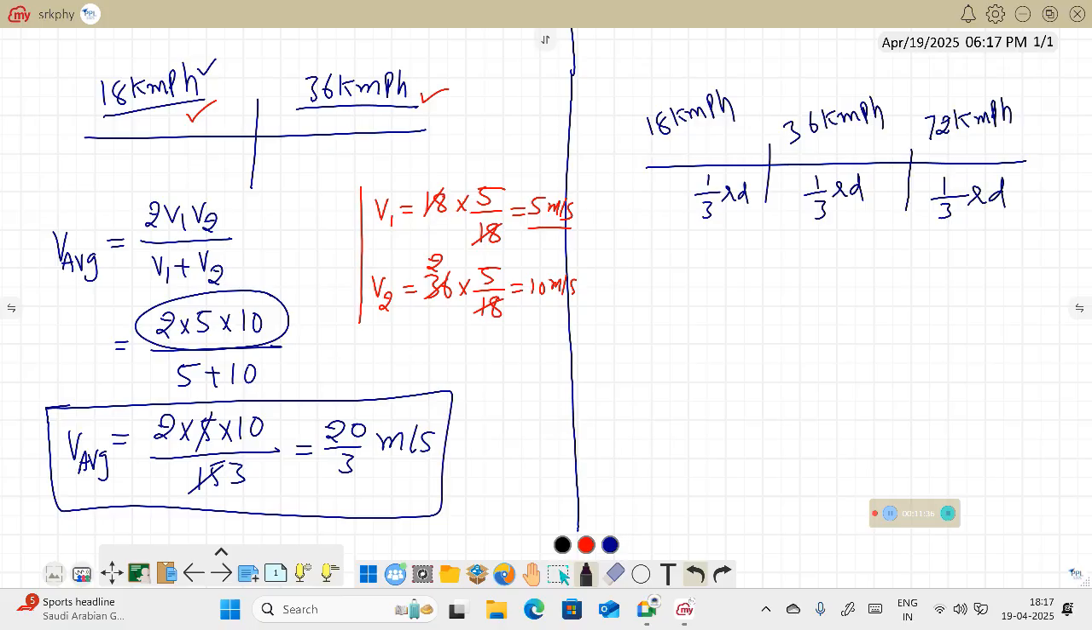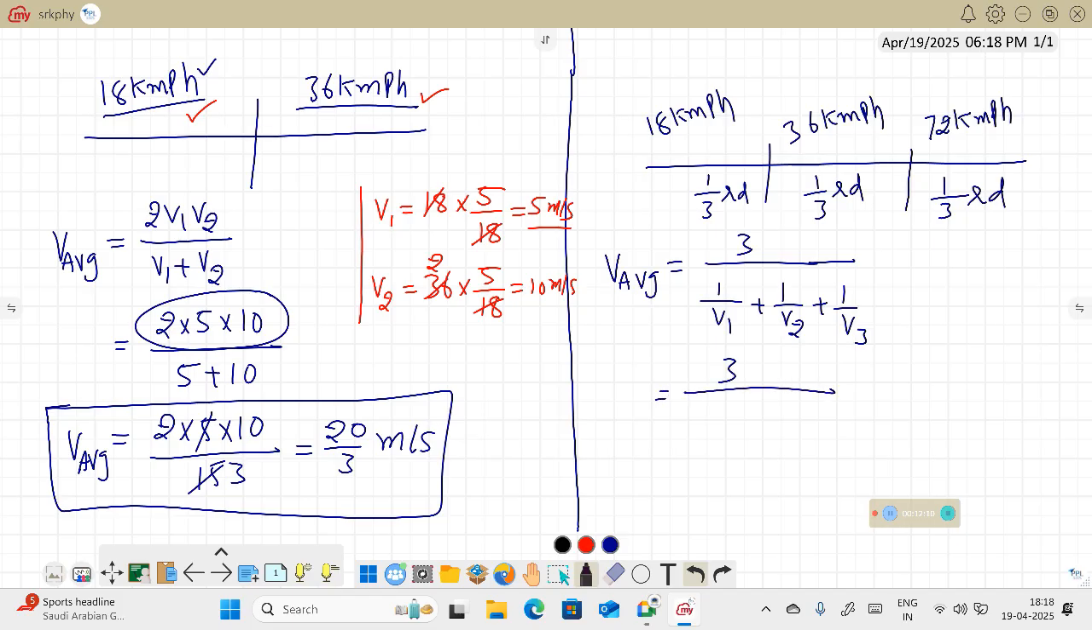Total distance is covered with how many speeds? 3 speeds. Okay. All the distances are same or different? Same. Same means time is? Time is unequal. Unequal time means what is the formula? V average is equal to how many parts? 3 parts. 3, V by 3, 1 by V1 plus 1 by V2 plus 1 by V3. This is the formula. Now apply the values in this.